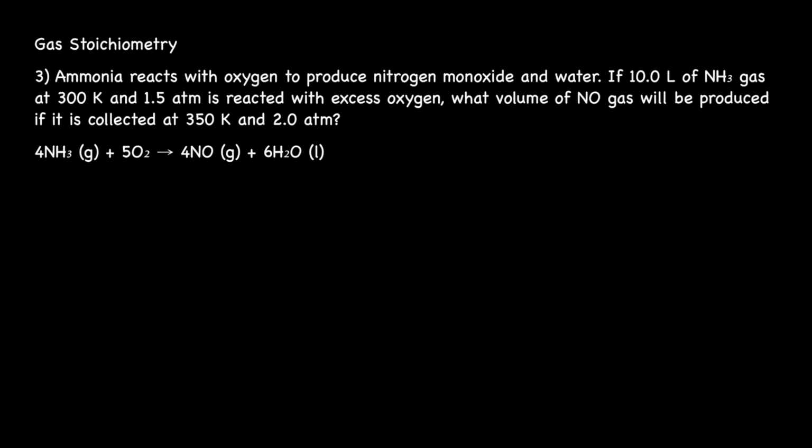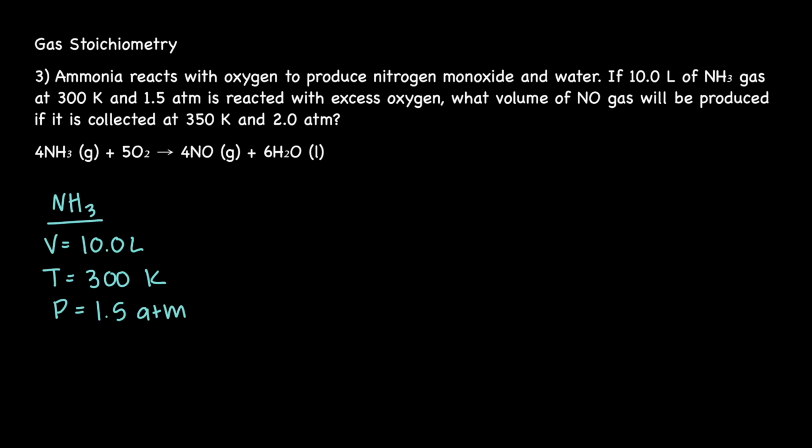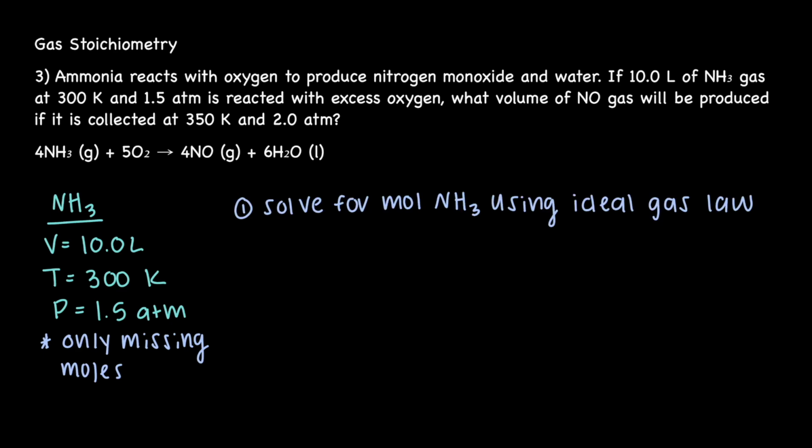We can organize the information first. For NH3, we were given a volume of 10 liters, a temperature of 300 Kelvin, and a pressure of 1.5 atm. We are only missing moles for the ideal gas law. Already we should be thinking that we can solve for moles of NH3 first, using the ideal gas law because we are only missing one variable needed for the calculation.